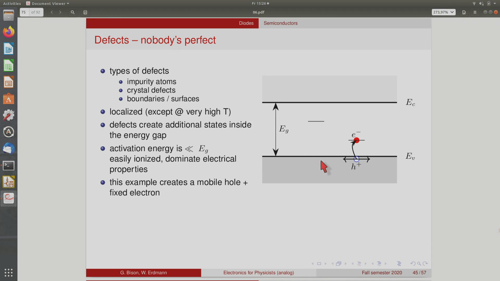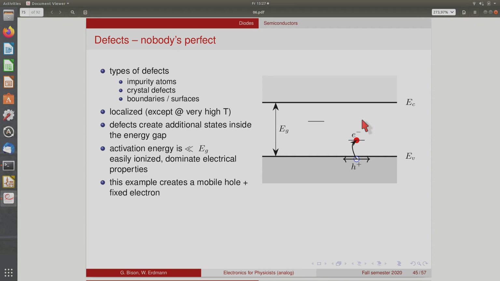So the reason that the intrinsic number of carriers is so small at room temperature in silicon is that the gap is so large. So the gap, this 1.1 electron volt, is much higher than the 25 millivolts of the Boltzmann constant times the temperature. But if you have a smaller distance between your valence band and your defect, then this is ionized much faster.